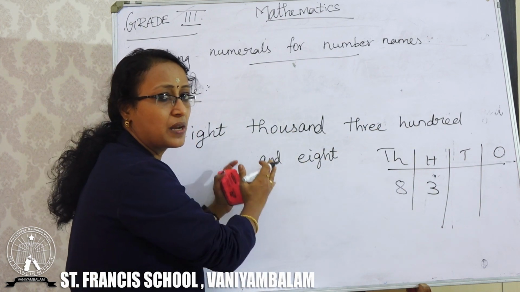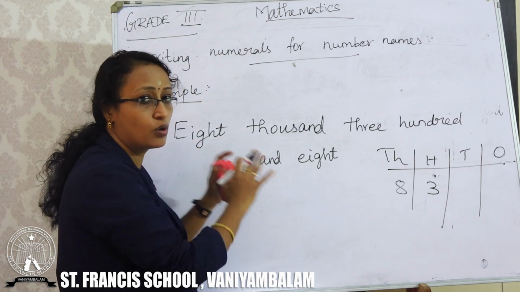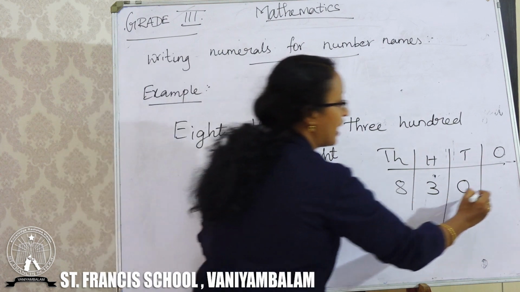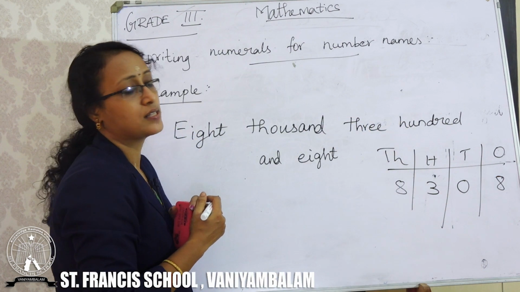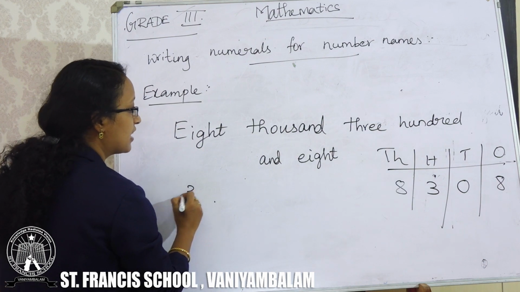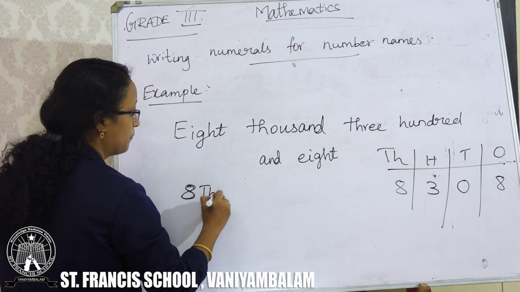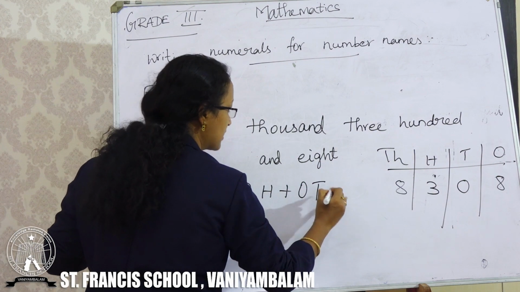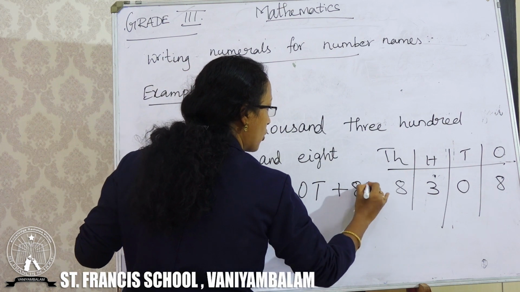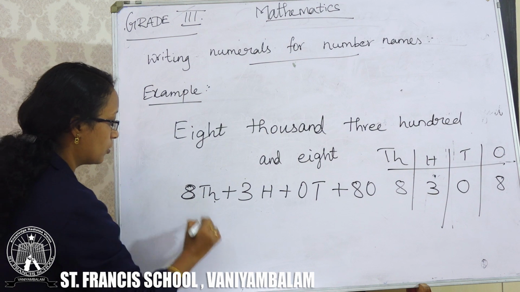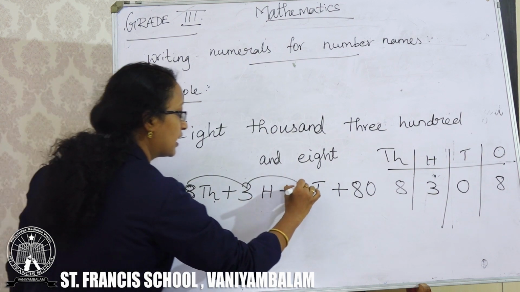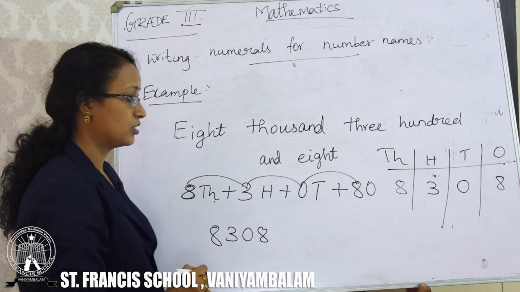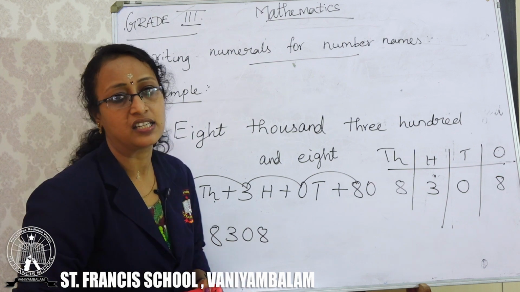Is there any tens place value here? No, there is no value in tens place. So you can put 0 there, and next you have 8. 8 you can write in ones place. So you can write it as 8000 plus 300 plus 0 tens plus 8 ones. Got it? So join all the numbers together. 8308. This is your answer.